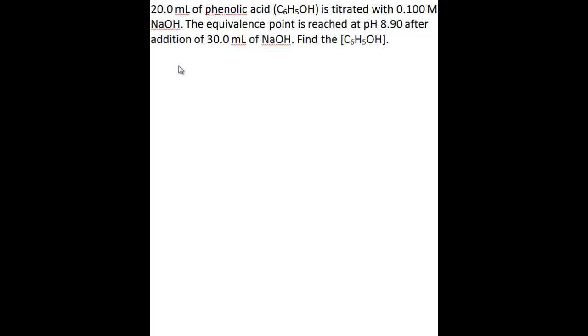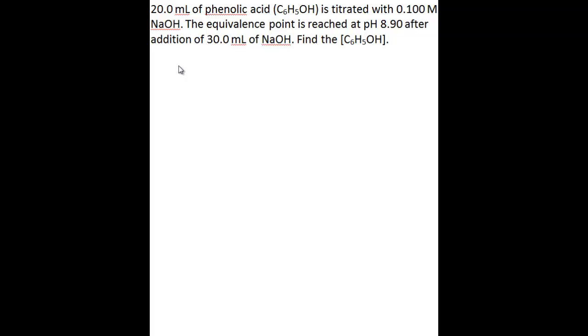In this video, I'll show you how to calculate the concentration of an acid using titration data. This video will show the specific case of a weak acid, strong base titration. In this problem, you have 20 milliliters of phenolic acid being titrated with 0.100 molar sodium hydroxide. The equivalence point is reached at a pH of 8.90 after the addition of 30 milliliters of sodium hydroxide, and you're asked to find the phenolic acid concentration.